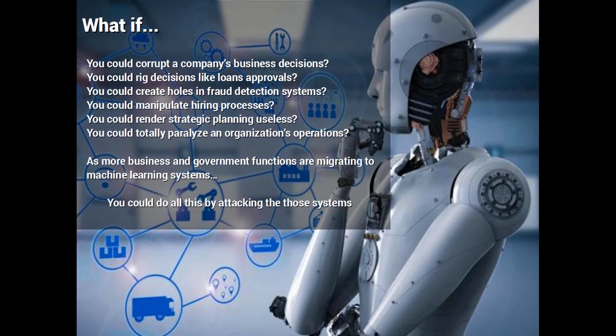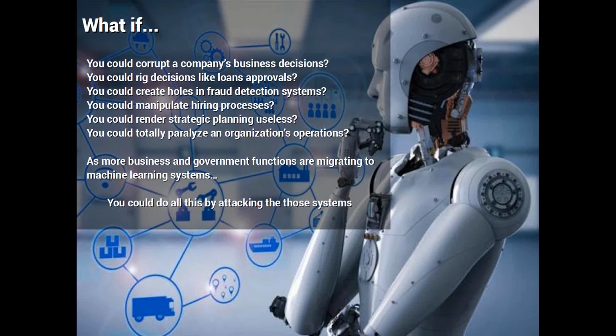What if you could rig decisions like loan approvals? If you're using some kind of machine learning system to do loan approval analysis, you could rig it so that you could get people to get loans who shouldn't get loans, in order to rip off the system. What if you create holes in a fraud detection system so that certain specific kinds of fraud that you would engage in couldn't be detected, the system would be blind to it? What if I could manipulate a hiring process and get my people into key points in an organization where they could do some kind of damage or corporate espionage?